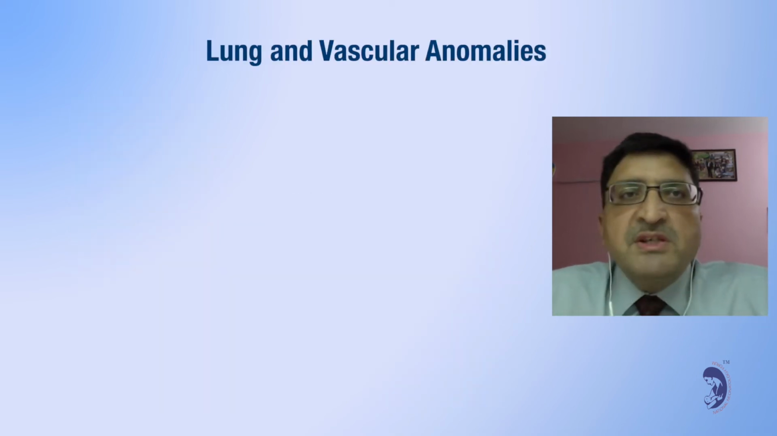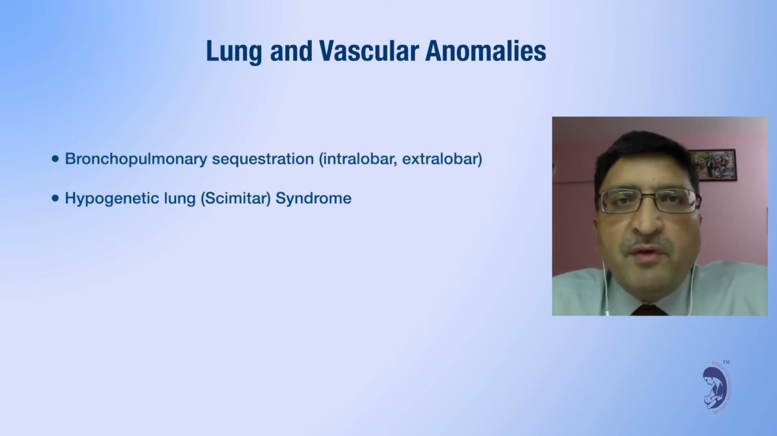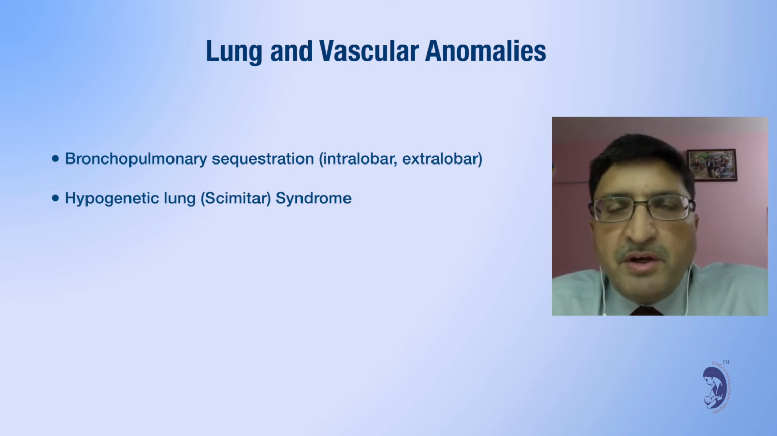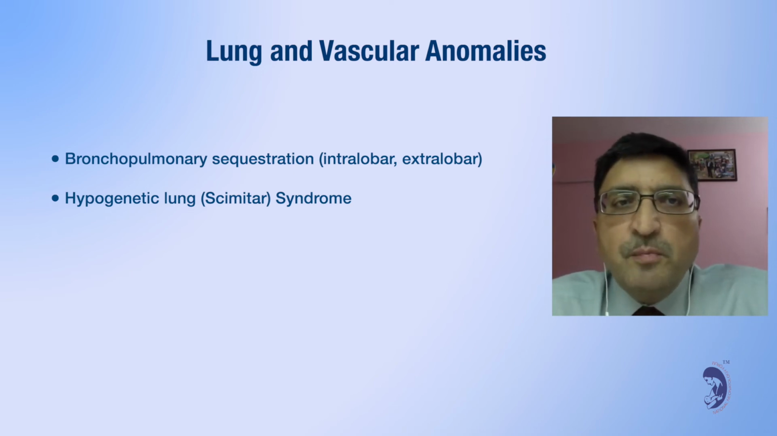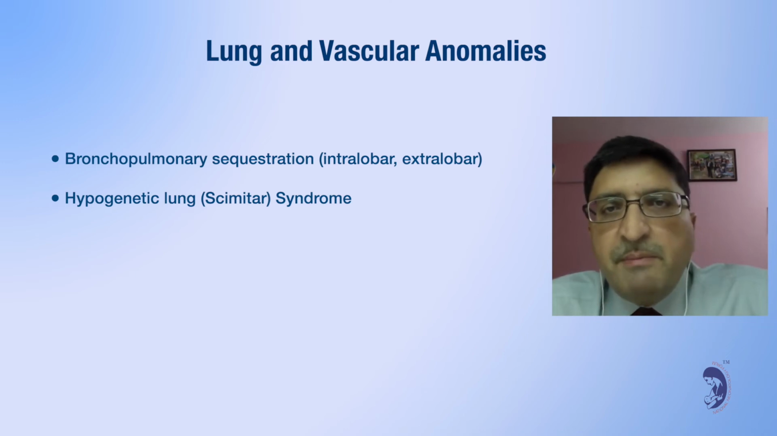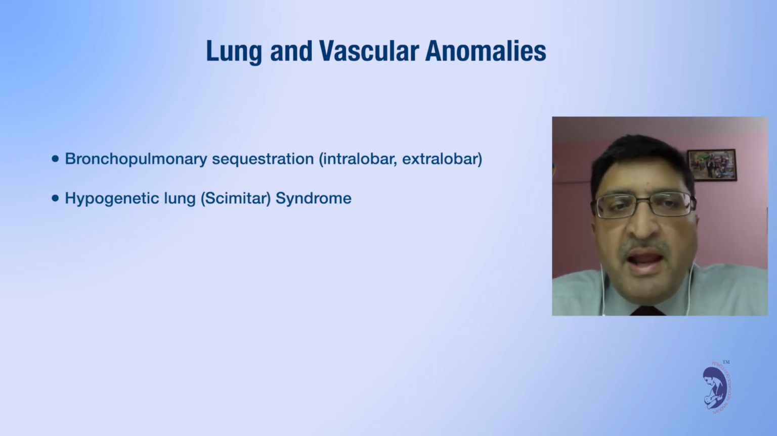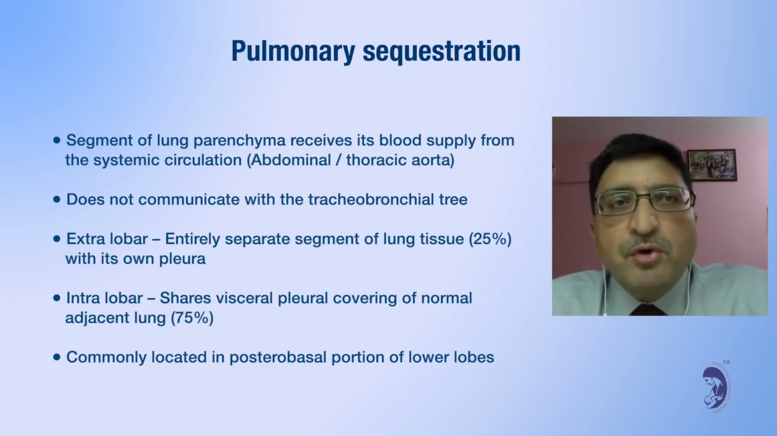So now we come to the second group of congenital lung lesions, which are lung and vascular abnormalities. Now these are divided into two parts. First is bronchopulmonary sequestration, which may be intralobar or extralobar. And the second is hypogenetic lung, which is also known as Scimitar syndrome. Pulmonary sequestration. This is most common.